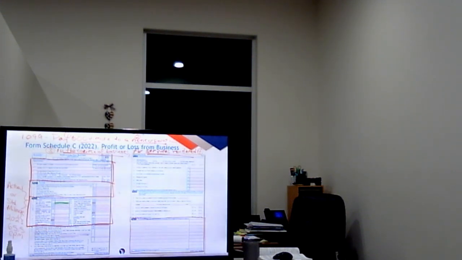Okay. And I might as well mention it now since we're on the topic. You must keep track of your mileage, regardless of whether you're taking actual or standard mileage. It makes sense that you have to keep track of your mileage for standard mileage, but you still have to keep track of your mileage for actual expenses.